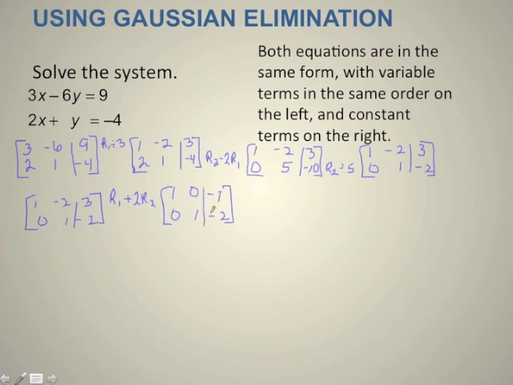And now that I have this in diagonal form, I can say that x equals -1 and y equals -2. I can give that as an ordered pair, (-1, -2), and this would be an independent system of equations.